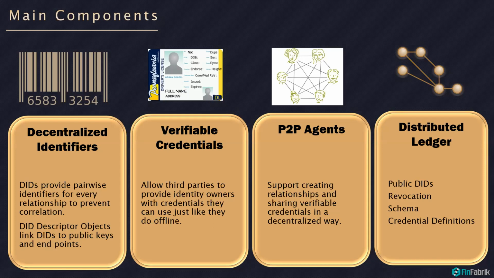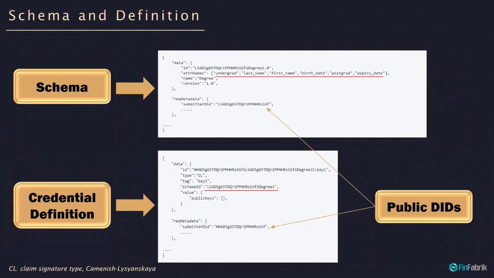And then the infrastructure itself is the distributed ledger. So only four types of data are stored on the ledger itself: the public DID, the revocation registry where the issuer can revoke the credential, and then also the schema and the definitions, which are a type of JSON data stored on the ledger. Here I will show you quickly an example of this schema.